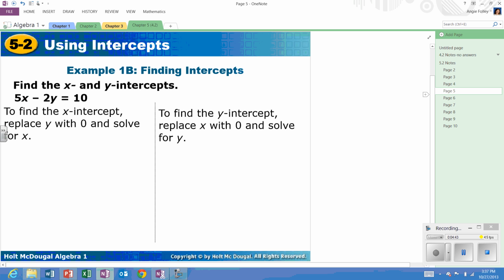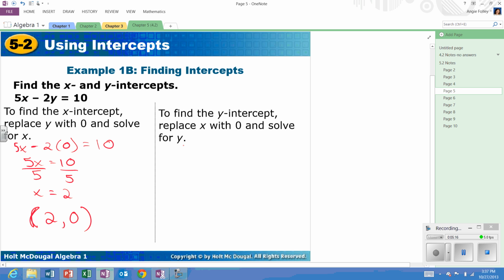Okay, so if I give you an equation, we need to be able to find the x and y intercepts. To find the x-intercept, it's really easy because all you have to do is replace y with 0, since we said if you're finding the x-intercept, your y value is going to be 0. So 5x minus 2 times 0, because we're replacing y with 0, equals 10. That 2 times 0 goes away, so we're left with 5x equals 10. Divide both sides by 5, our x is 2. So the coordinate of our x-intercept is (2, 0).